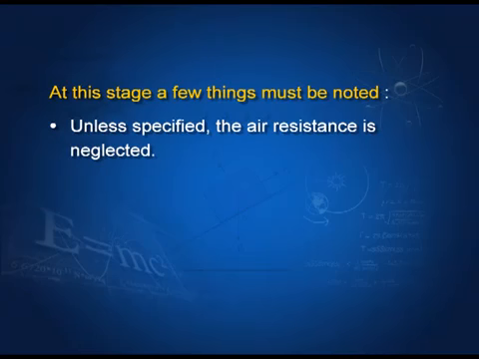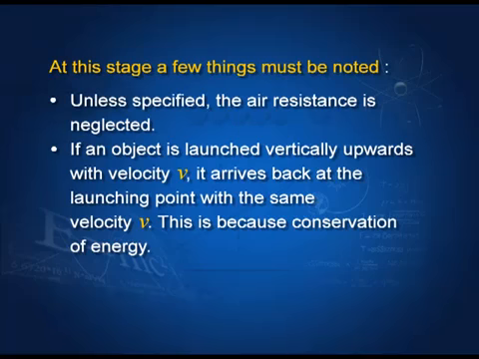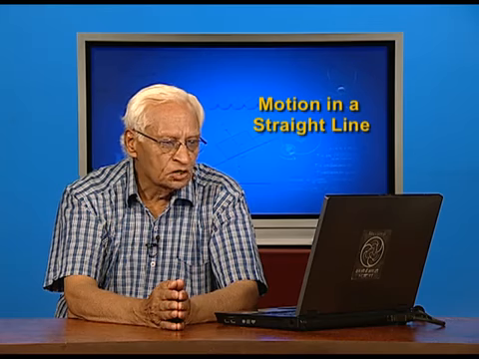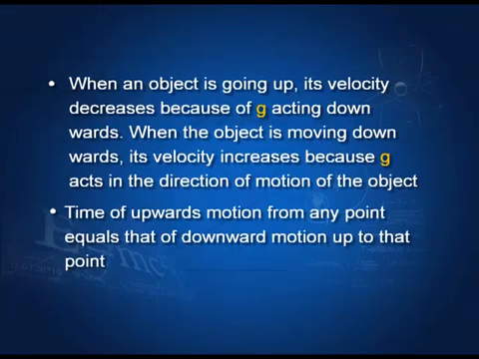At this stage, we must note a few things. Unless specified, the air resistance is neglected. So, the motion of the body is free, no resistance of any kind. If an object is launched vertically upwards with velocity v, it arrives back at the launching point with the same velocity v. This is because of conservation of energy. When an object is going up, its velocity decreases because of g acting downwards. When the object is moving downwards, its velocity increases because g acts in the same direction as the direction of motion. Time of upward motion from any point equals that of downward motion up to that point.